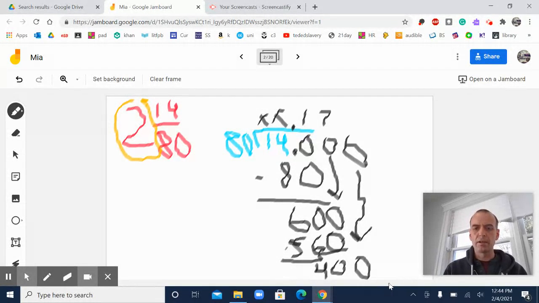Now, does 80 go into 400? It sure does. 8 times 5 is 40, so 80 times 5 is 400. And our decimal is 175 thousandths, 0.175. But remember, we have that whole number too. So our final answer is 2.175. So what I would do is pause the video and think about this.